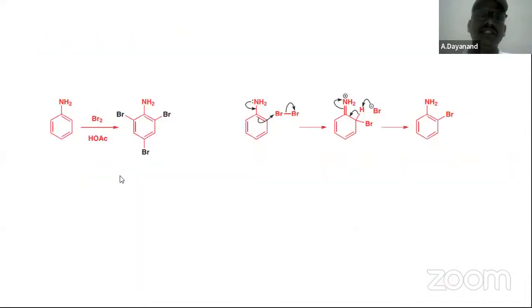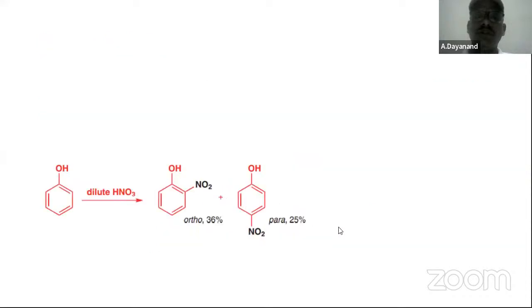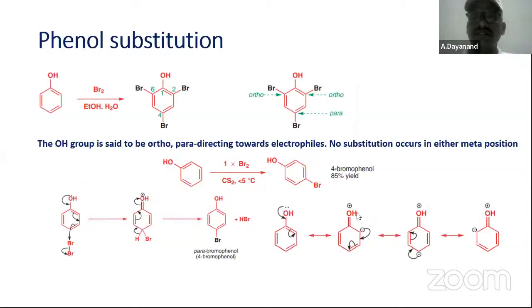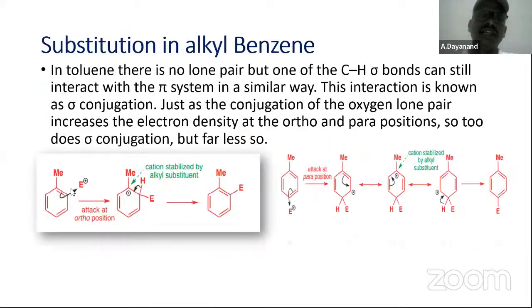Earlier, if you had seen, in phenol there is a double bond created. Delocalization, or mesomerism, is possible because of the delocalization of the lone pair of electrons. Whereas here in toluene, neither lone pair electrons nor pi bonds are there. CH3 has only sigma bonds. That is why this type of activation of benzene is called sigma conjugation. The electron density at the ortho as well as para positions is increased by this alkyl group. The cation is stabilized by the alkyl substituent.